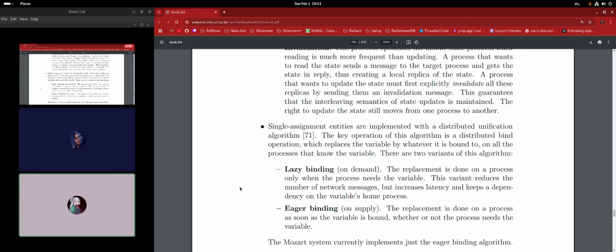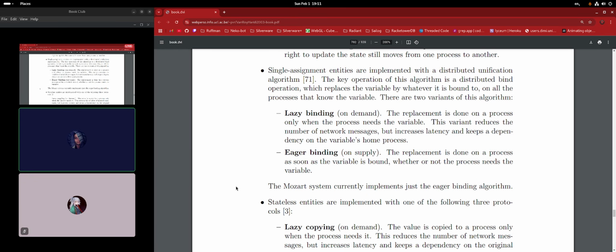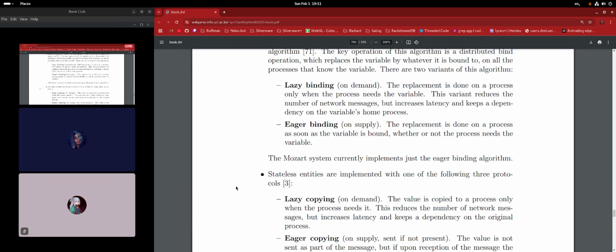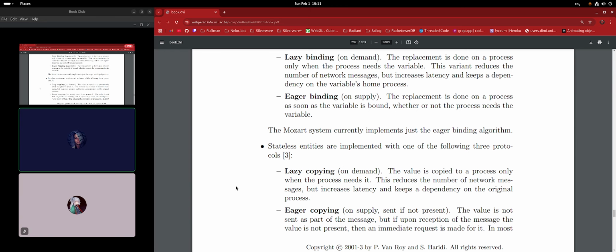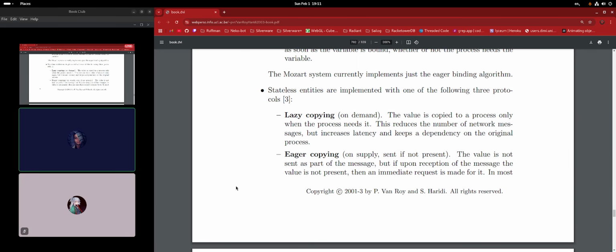I see. Yeah, and then we have the eager binding, which is updating people as soon as possible about the bind. Stateless entities are implemented with one of the following three protocols. So lazy copying: the value is copied to a process when the process needs it. This reduces the number of network messages, but increases latency and keeps the dependency on the original process.